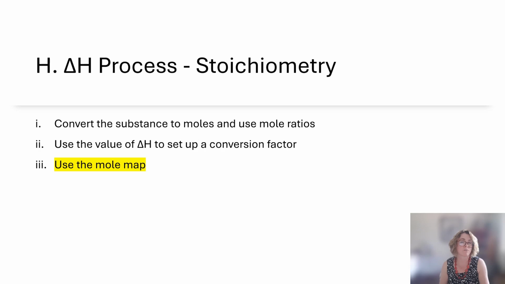Basically, this is going to look very similar to what you have already done. We've already done the process of converting substances, grams to moles, and then using mole ratios to do stoichiometry. The only difference here is that we are actually going to start to incorporate and use delta H as a value to set up a conversion factor. And we're going to see exactly how to use that using the mole map.